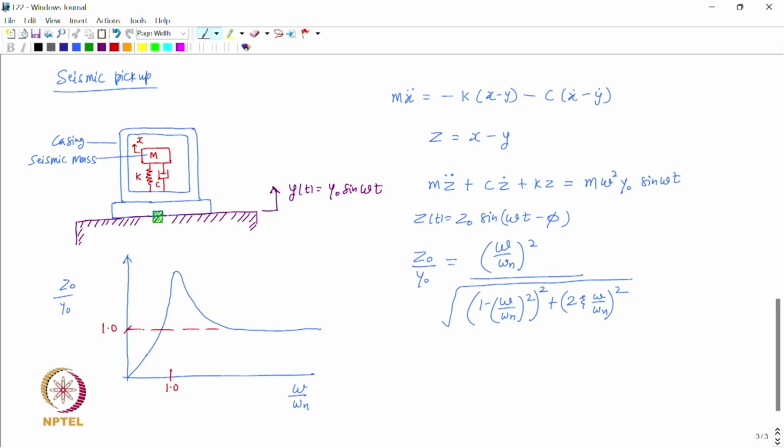So, therefore, what we see from this plot, let us take the case when, let us take case A, where omega upon omega n is much more than 1. So, here omega n is the natural frequency of the seismic pickup, and zeta is the damping factor of the seismic pickup.